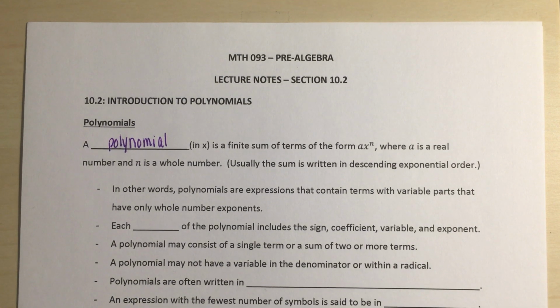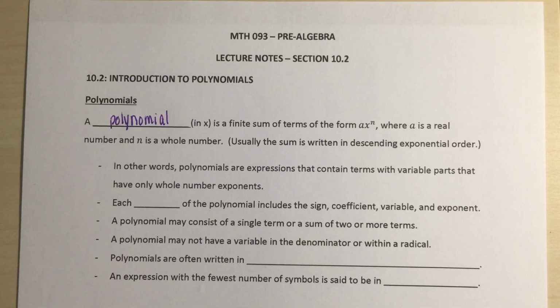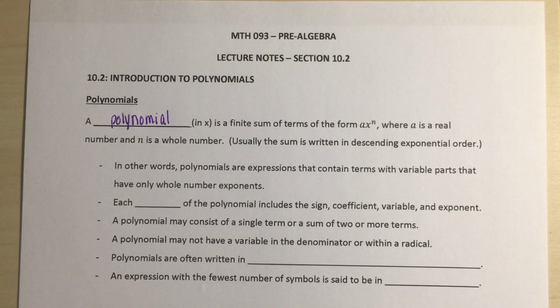Our sum is written in descending exponential order, which means that generally when we look at polynomials, our largest exponent is going to come at the beginning of our expression, and if we have just a number, our constant term, that's going to come at the end. In other words, polynomials are expressions that contain terms with variable parts that have only whole number exponents. Our coefficients can be anything, but our exponents are only whole numbers.